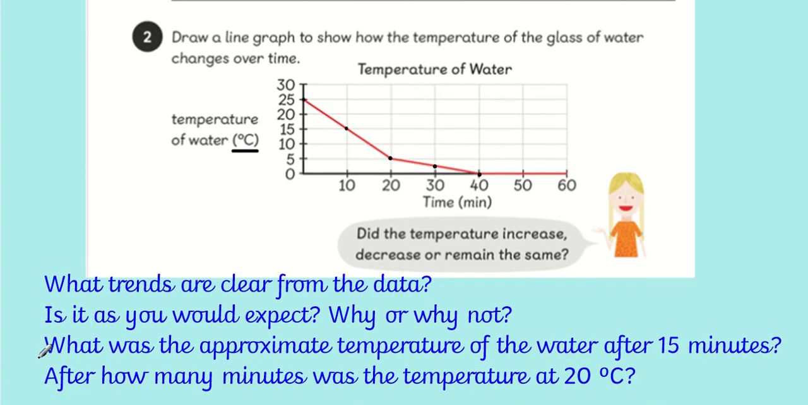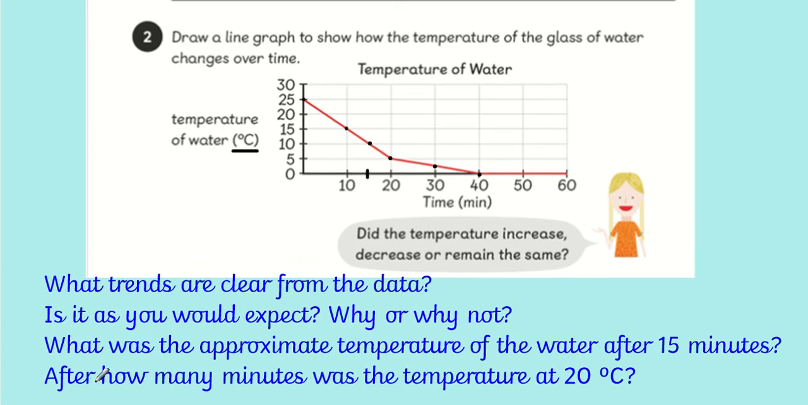Here we have a question. What was the approximate temperature of the water after 15 minutes? Approximate means a good guess. Okay, so if I want to find out for 15 minutes, I need to go between 10 and 20 because I know that's 15. And then I will go up to the line. There we go, and go along. So I could safely say, as an approximation, that after 15 minutes, the water would have been about 10 degrees.